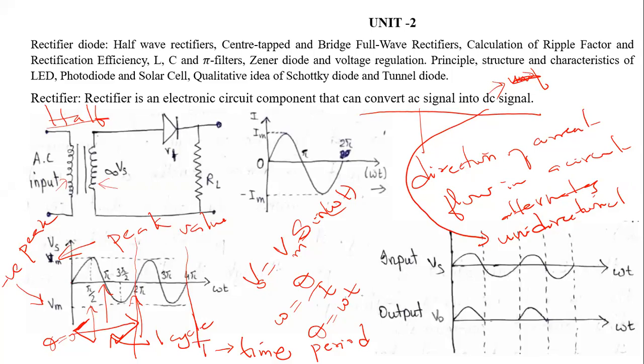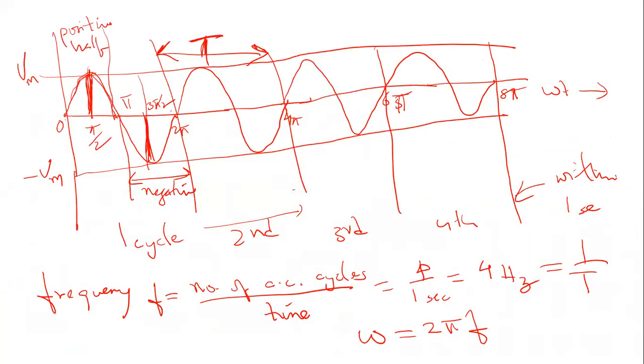So we'll continue our discussion from yesterday. We have introduced this electronic circuit component called a rectifier. A rectifier, as we discussed, is an electronic circuit component that can convert an AC signal into a DC signal. And in our discussion, we have also already talked about the AC signal, the alternating current signal.